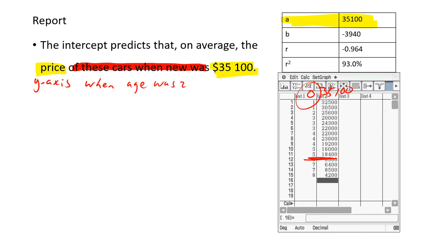was 0 was, and then you just have to say change what age is because that's the x-axis. Okay, so if you wrote the same sentence, the intercept predicts that on average the price when age was 0 was 35,100. It's the same as that sort of thing, and then that's easier to swap. You just swap price, age, and the value for a.